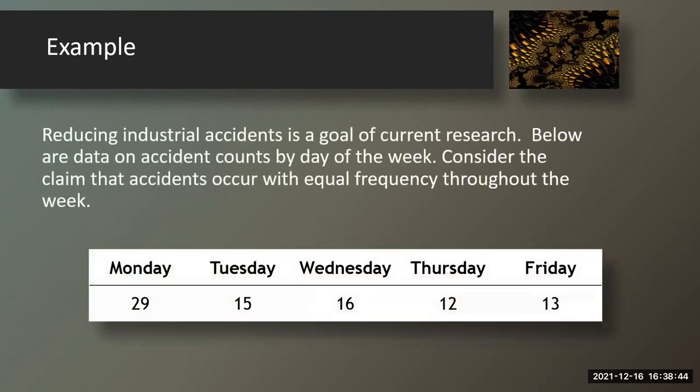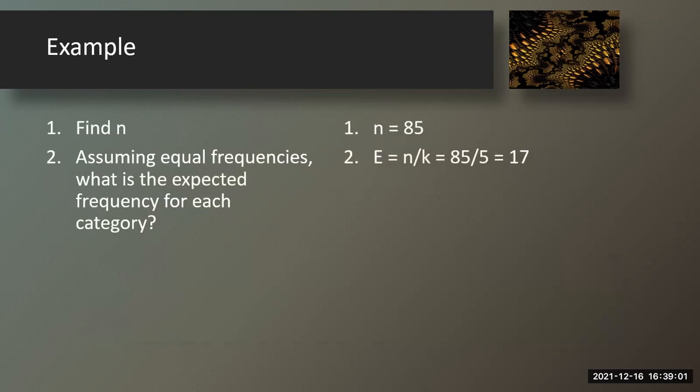The big mistake students make with this type of problem is they'll jump directly to the test without taking the time to add up the total number of observations. So 29 plus 15, 16, 12, and 13 get me to a total of 85 observations. If we're going to assume equal frequency, those 85 observations are distributed equally each day of the week. 85 divided by 5 means I should be expecting 17 accidents each day of the week, if they're to occur with equal frequency.